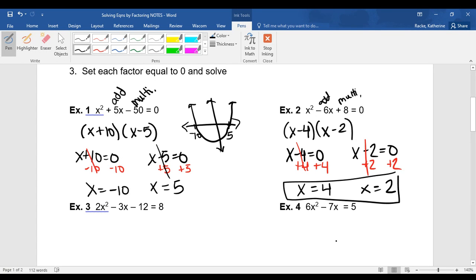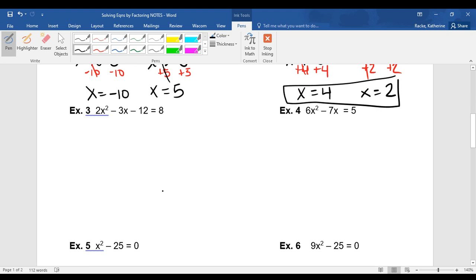Moving on to number 3. It is not set equal to 0, so the first thing we need to do is get it equal to 0. So 2x squared minus 3x minus 12 equals 8. So we're going to need to subtract this 8 to move it to the other side. Make sure you're combining like terms. So if this had an x with it, we'd have to put it with the x. If it had an x squared, we'd have to put it with x squared.